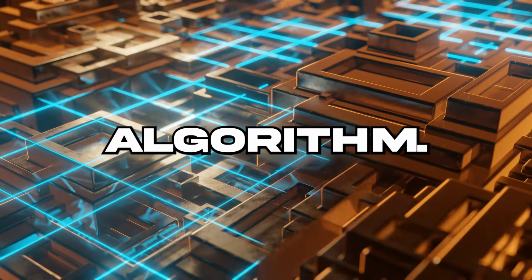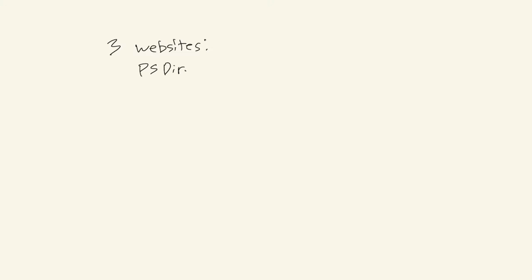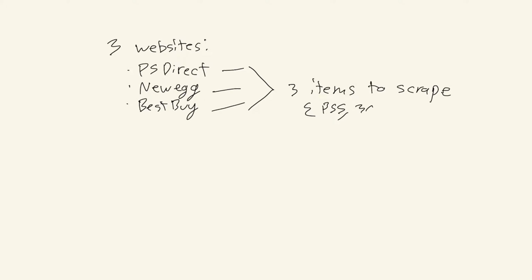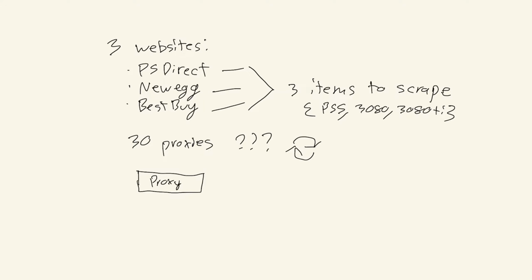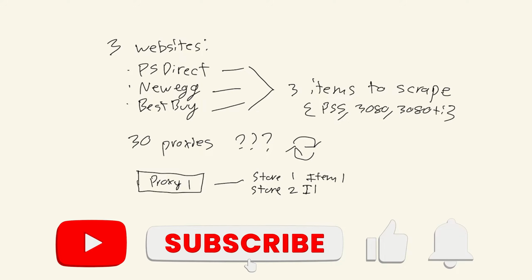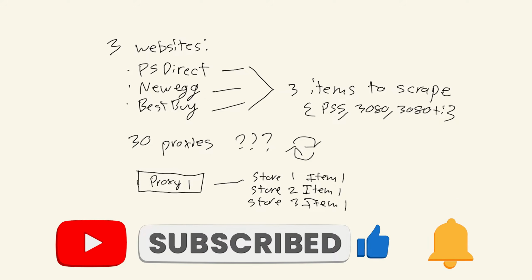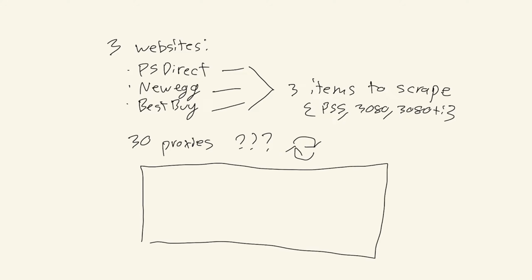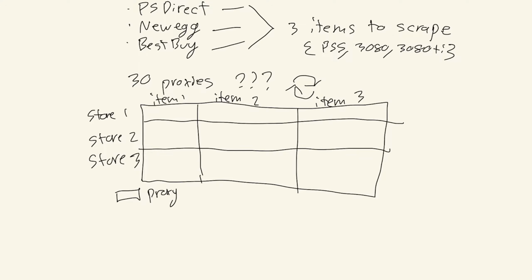The rotating proxy algorithm. Imagine I had three websites: PS Direct, Newegg, and Best Buy. Each website had three unique items to scrape. Let's say a PS5, 3080, and a 3080 Ti. If I have 30 proxies, what would be the most optimal algorithm to rotate them to prevent blockage? The best way I found to do this is to divide them up. One proxy can hit the three items in three separate stores and not get blocked. Basically, for every iteration, every item had one proxy assigned to it, and then that proxy would get rotated the next iteration. Since I had 30 proxies, I could do 10 rotations for 3 websites with 3 items.